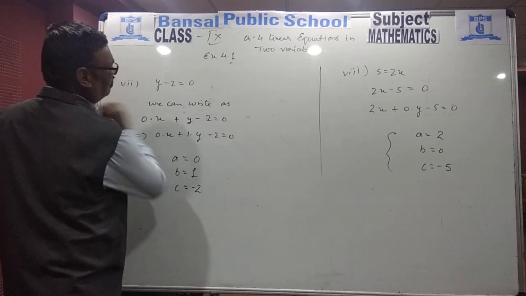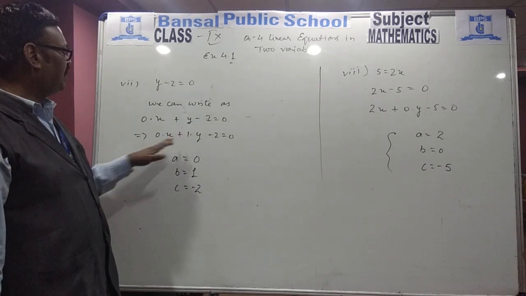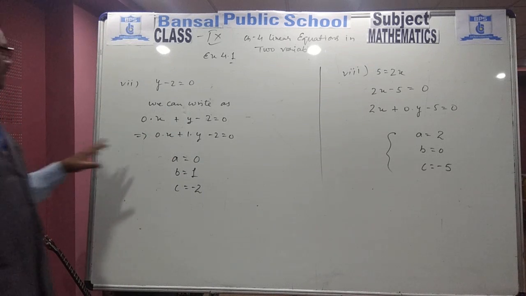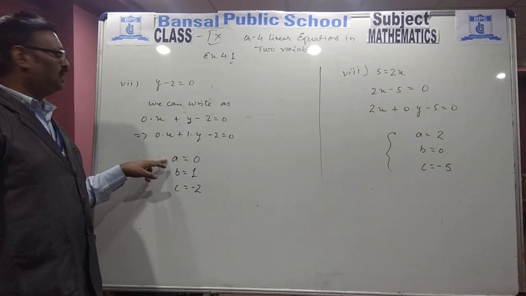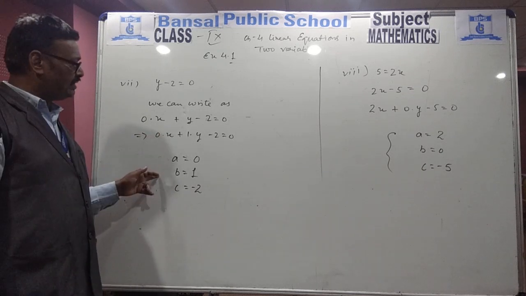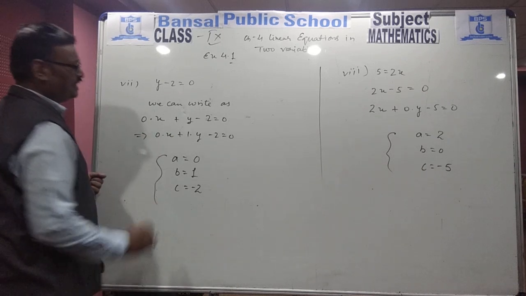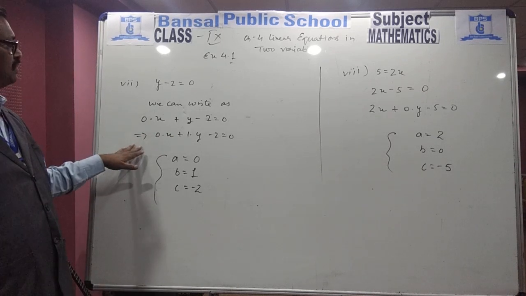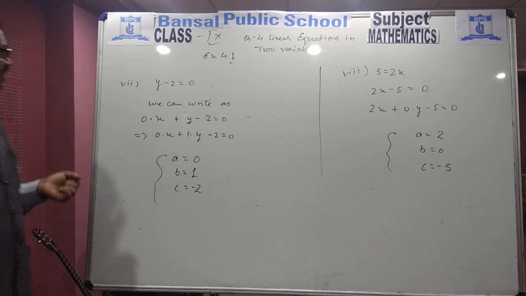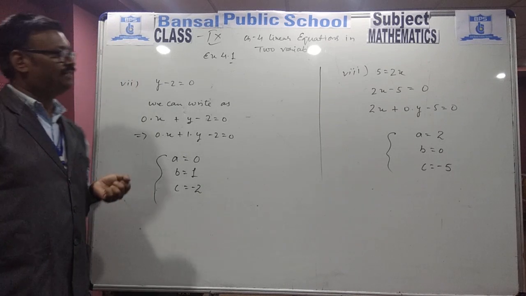Because y has only a constant, I will put 1 as a multiplication here, 1 into y. Now compare with the standard form. a is equal to 0, because x was not there, so I have to put 0 here. b is equal to 1 and c is equal to minus 2. So the general form of this question is 0 into x plus 1 into y minus 2 is equal to 0, and the value of a is equal to 0 because x is not in this equation.